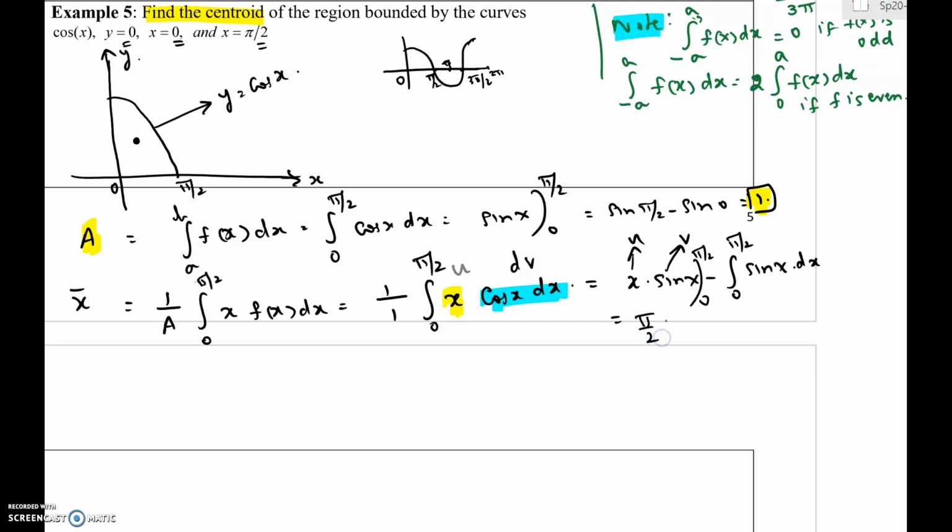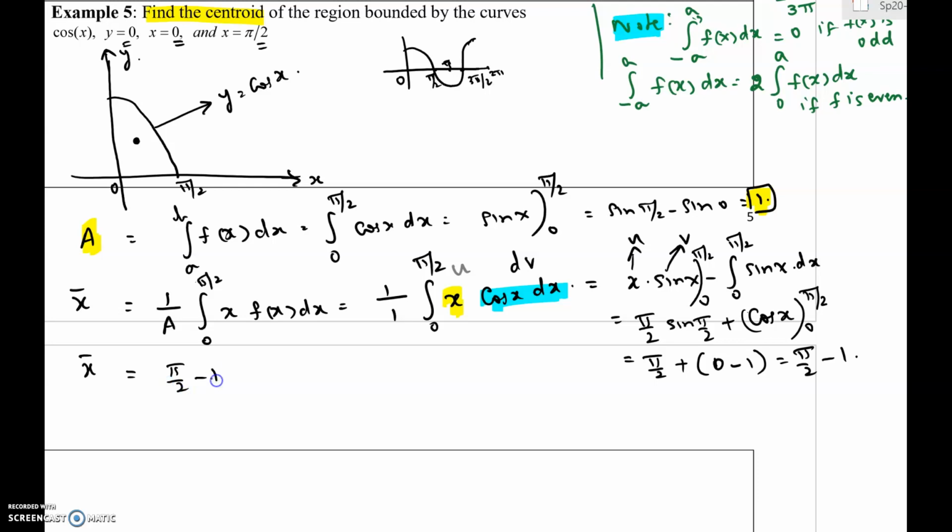So it is pi by 2 times sin pi by 2, which is 1, and then the lower limit it is 0. The integral of sin x is negative cosine x. That will make it negative, that becomes positive, from 0 to pi by 2. So cosine pi by 2 is 0 minus cosine 0, which is equal to 1. So it is pi by 2 minus 1. So the x coordinate of the centroid is pi by 2 minus 1.